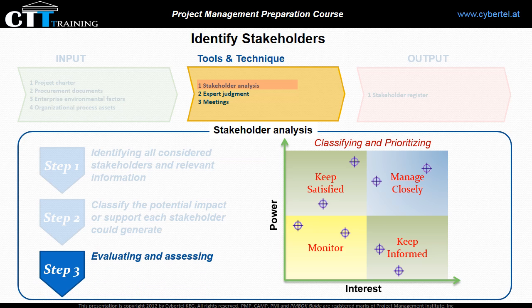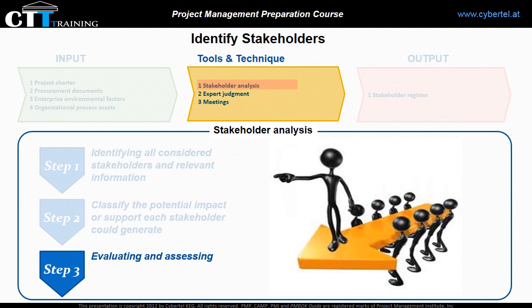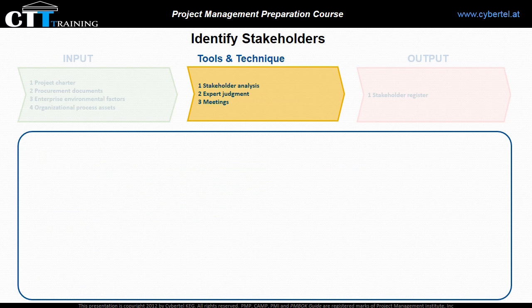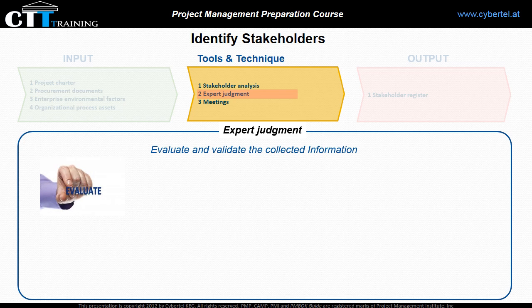We are at the third step of analyzing stakeholders. Step 3. Evaluating and assessing the whole information in order to plan how to influence the stakeholders, to increase their support and minimize the negative impacts. The second tool and technique in the process of identifying stakeholders is expert judgment. You need to evaluate and validate the collected stakeholders' information and created documents to ensure efficient and accurate identification.